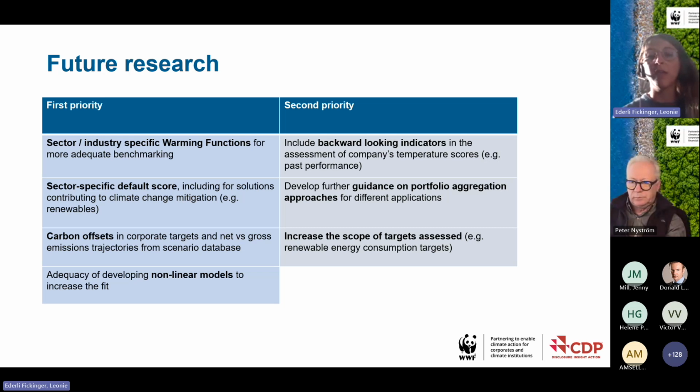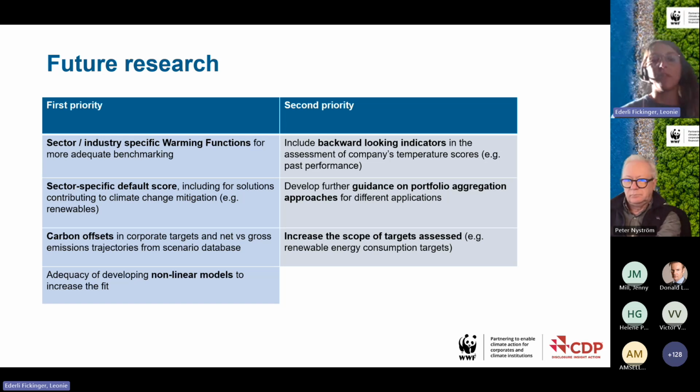So most importantly, we want to look into more granular benchmarking, so to integrate sector and industry specific warming functions, including specific default scores. We also want to find a solution to account for when a company uses carbon offsets to achieve their stated targets, and research on the possibility of using nonlinear models for a better model fit compared to the currently used linear models. So I saw there were quite a few questions on this. We have this on our radar and want to research on this in the future, but we will also give Helen the chance to talk about this in the Q&A.